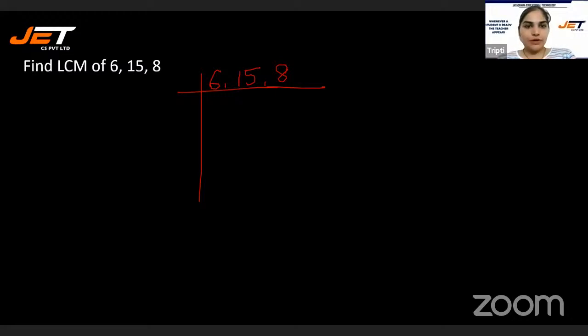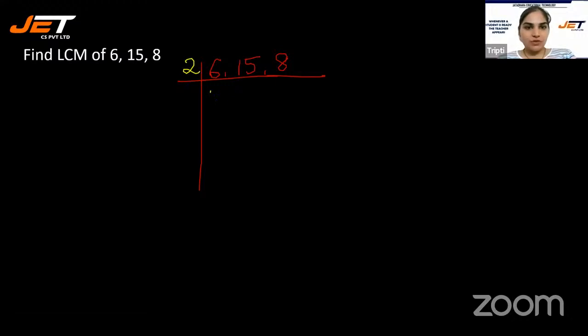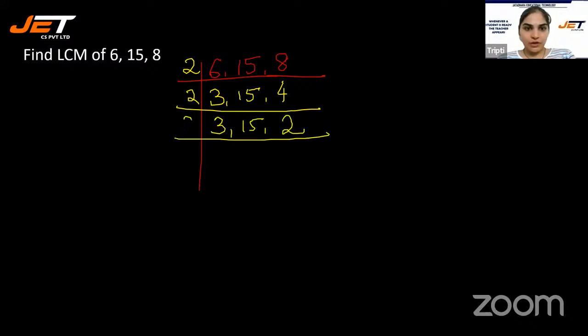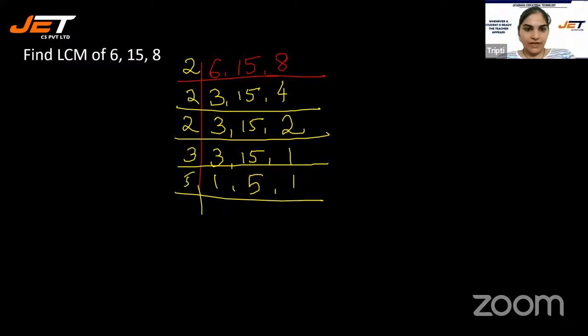All right. So here, I'll start with 2. 2 times 3 is 6. 15 is not divisible. 2 times 4 is 8. 3 is not divisible. 15 not divisible. 2 times 2 is 4. Again, 3 is not divisible. 15 is not divisible. 2 times 1 is 2. 3 times 1 is 3. 3 times 5 is 15. And then finally, 5 times 1 is 5.